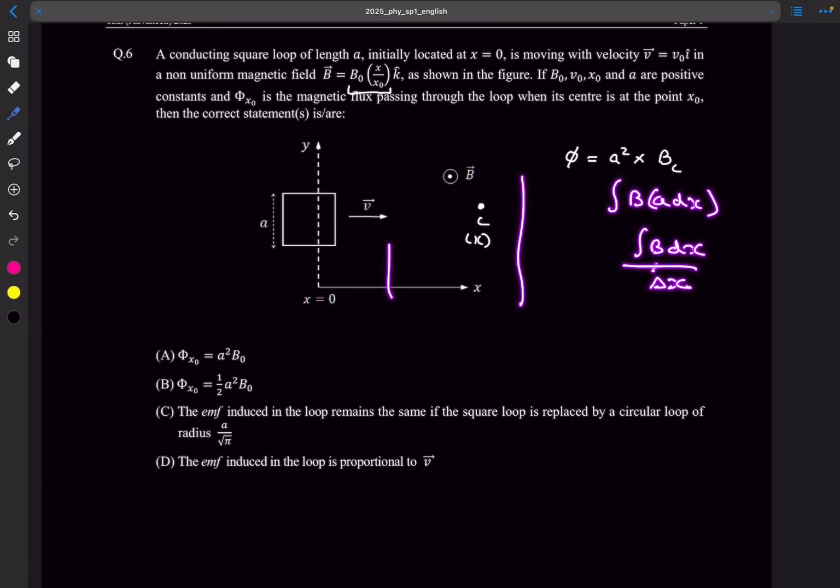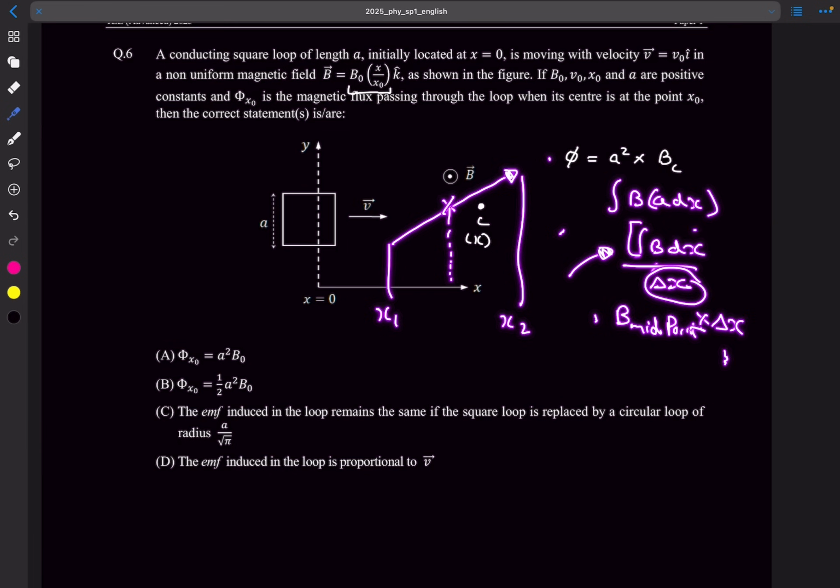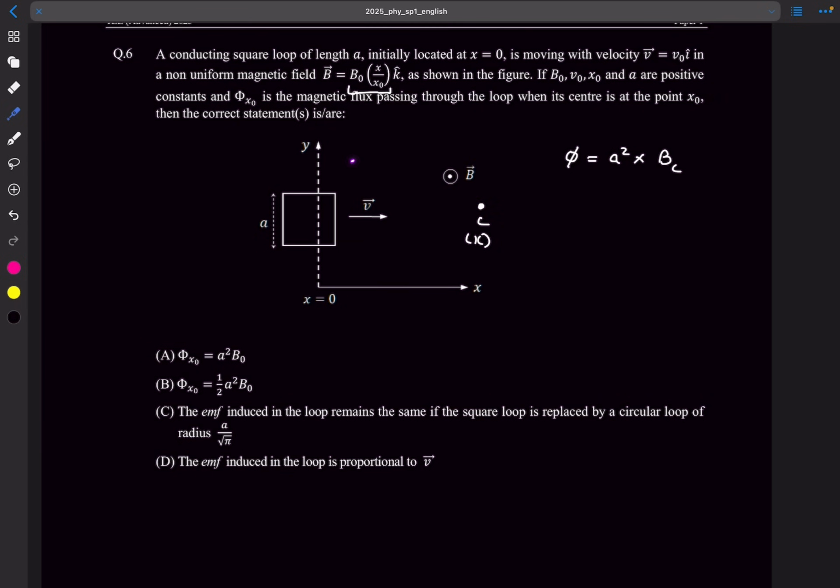Now, because B is varying linearly, the average is going to lie at the midpoint. So if we have an interval of x1 to x2, this integral will just become B at midpoint, and if you multiply it with this delta x, you will get the answer for the integral of B dx. So here in this problem, what we're calculating is the integral of B a dx.